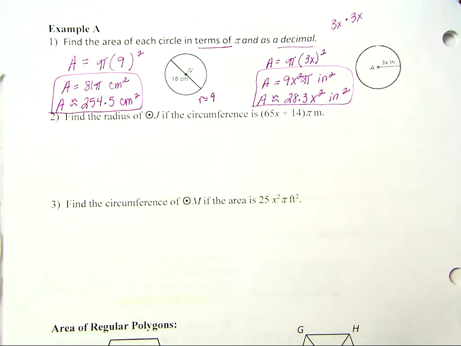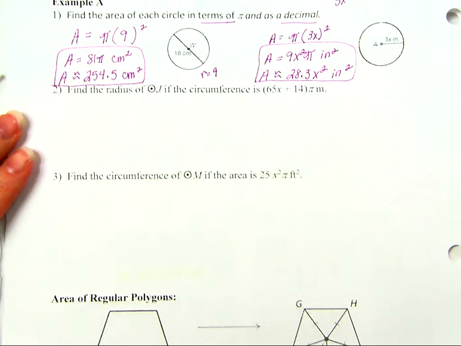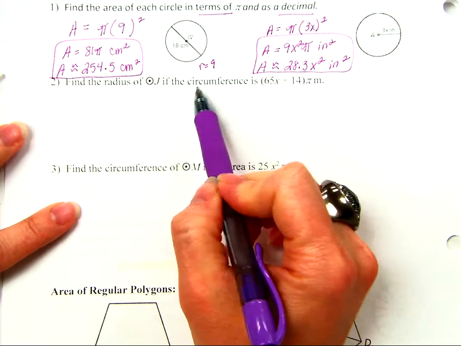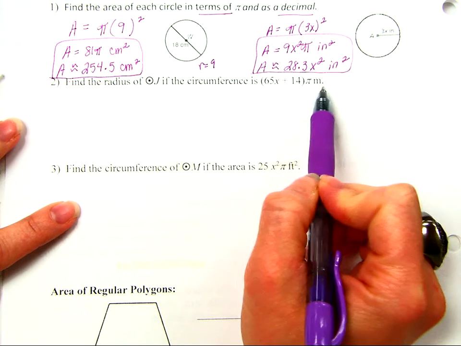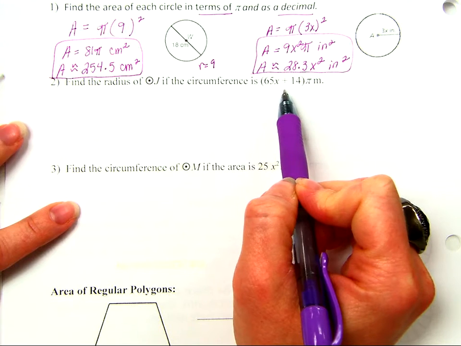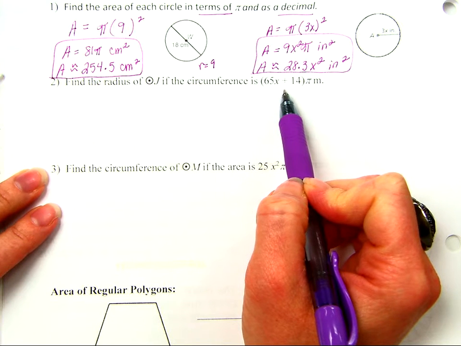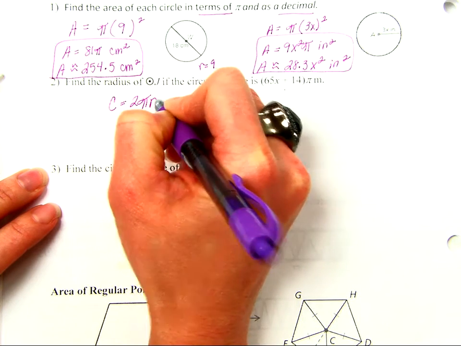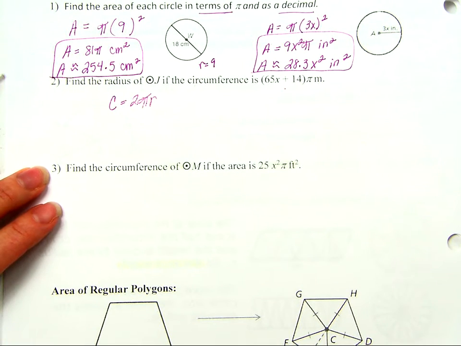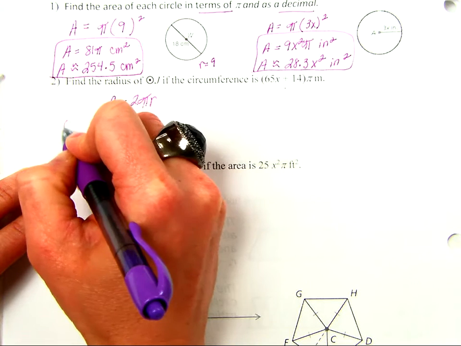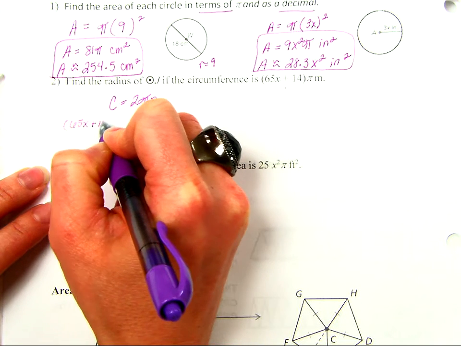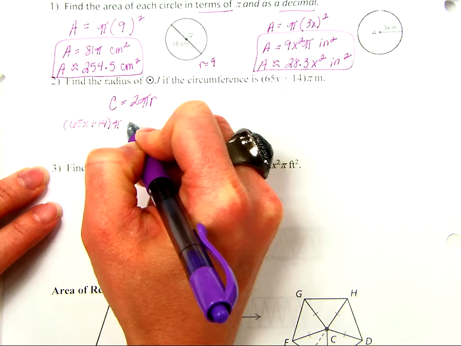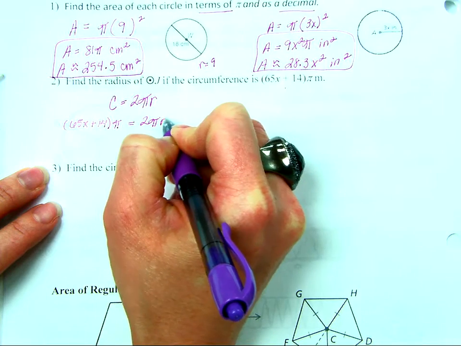Question 2 asks me to find the radius of circle J if the circumference is 6.5x plus 14 pi meters. Our attention to detail is important here. We want to make sure that we have our accurate information. This is my circumference. I'm looking for the radius. Well, I know the circumference we can think of as 2 pi r. Let's just go ahead and substitute in what we know. The circumference would be given as 6.5x plus 14 pi meters equal to 2 pi r.